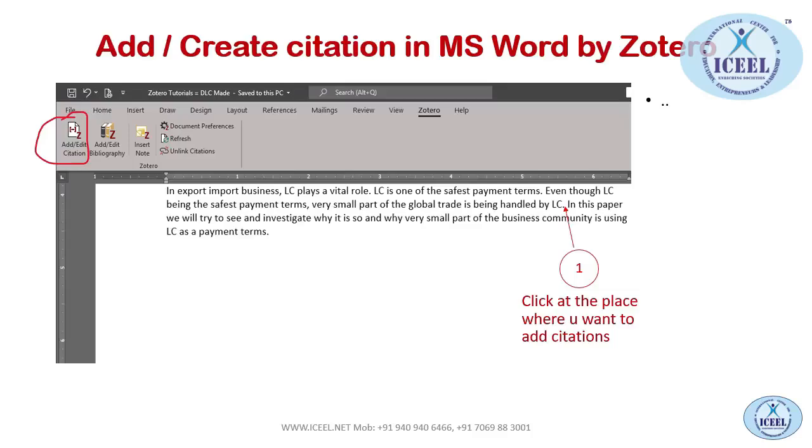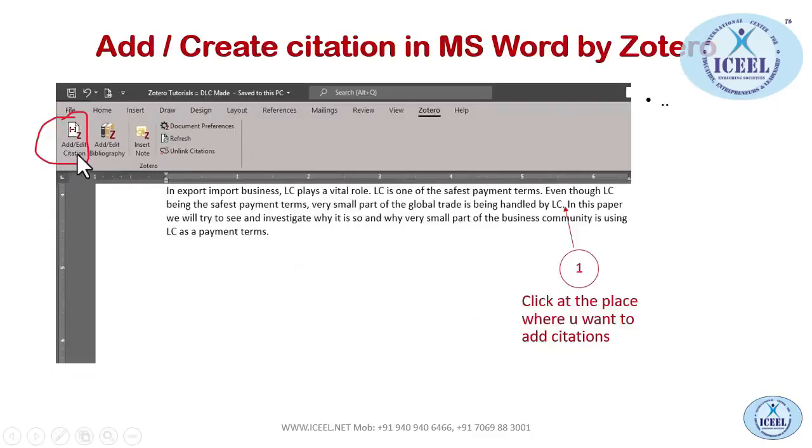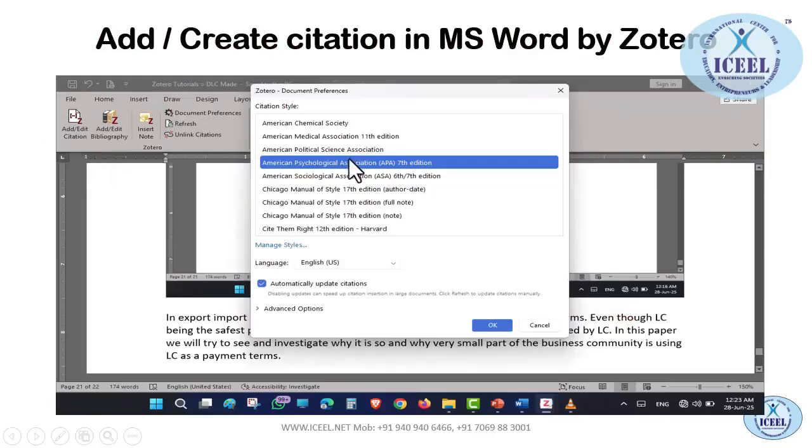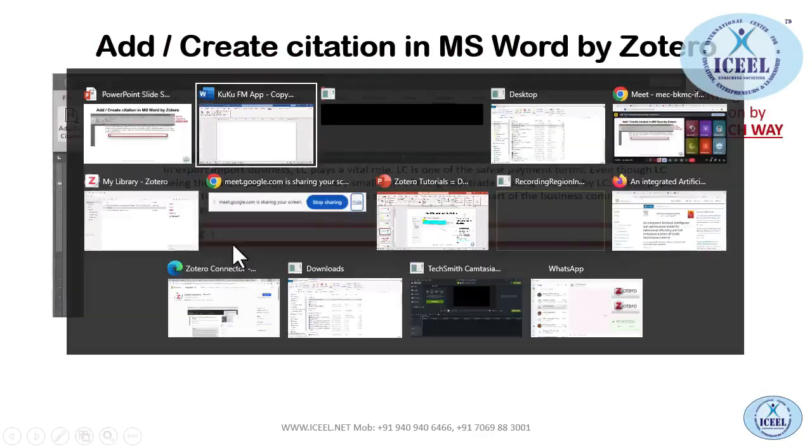So, what will I be doing? I'll be putting the cursor over here on the arrow point and then clicking on point number 2 here, add or edit the citations. It will give me this particular box. I have to select APA and then click on OK. It will give me one box over here. Now let me go to that particular point.